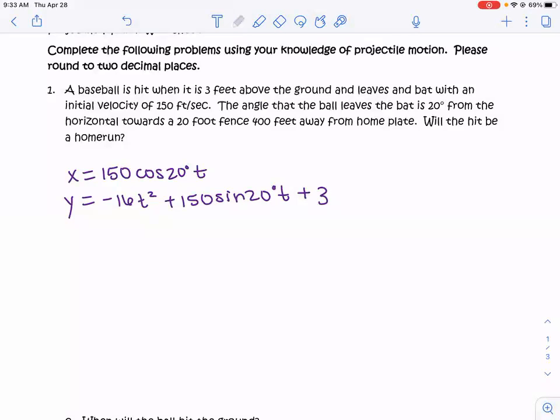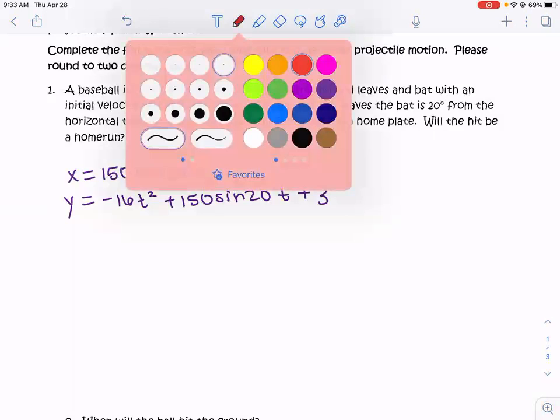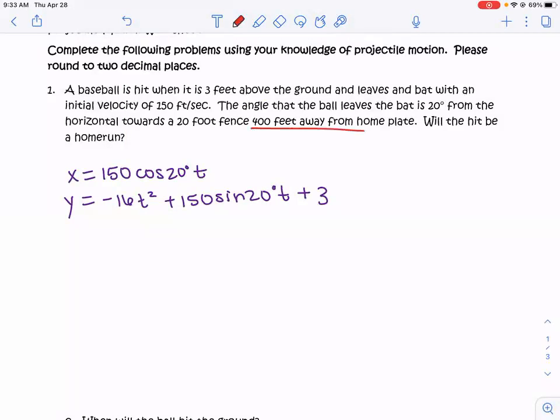Okay, so if we take this 400 right here and we plug 400 in for X, we can then solve for when the ball reaches 400. So how about you do that for me? Take 400 and divide over that 150 cosine of 20.